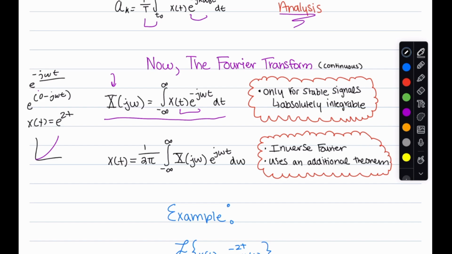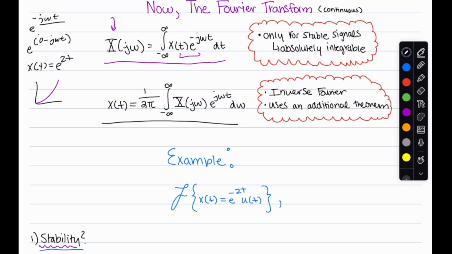So as a result, there's a necessary precondition where x of t has to be a stable function. The bottom one here is just intuitively the inverse Fourier transform. We'll get to this in another video because inverse Fourier requires an extra theorem that makes this really weird looking integral quite easy. So that is the Fourier transform. Let's get to an example.